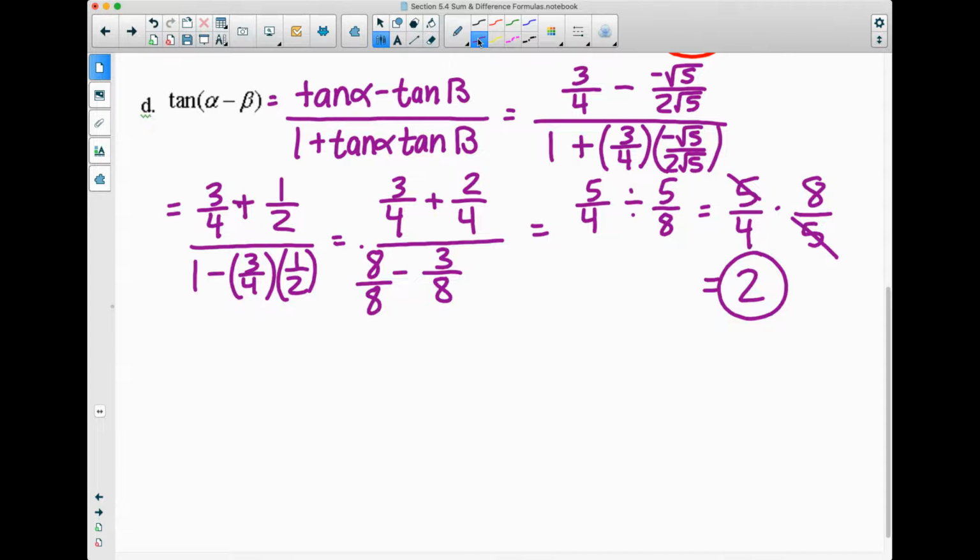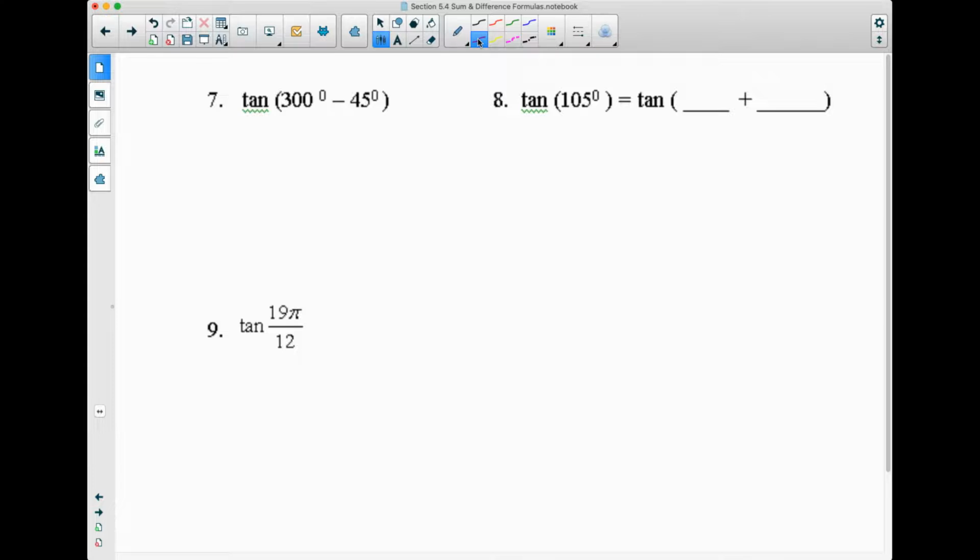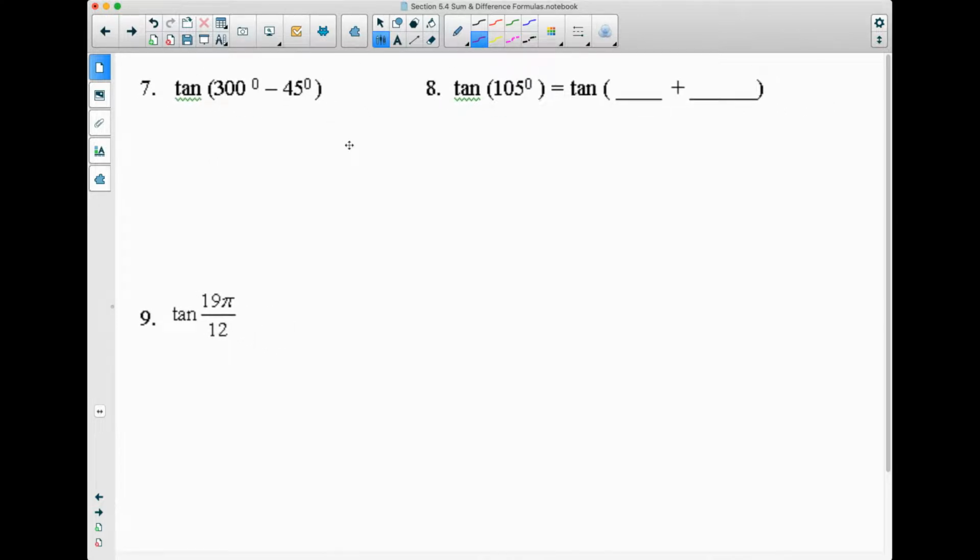Questions so far? Besides elementary math, that's probably giving you the most issues. And that's not a mean way. That's where you learn it. Okay. Let's do some more of the tangent problems. Let's try number 7 up there.